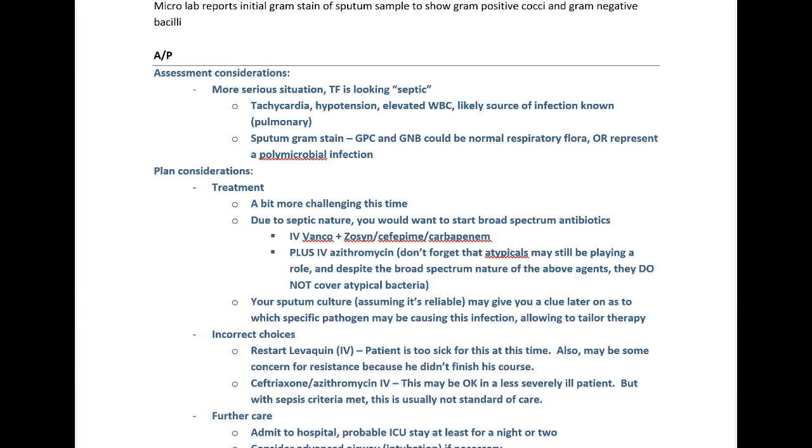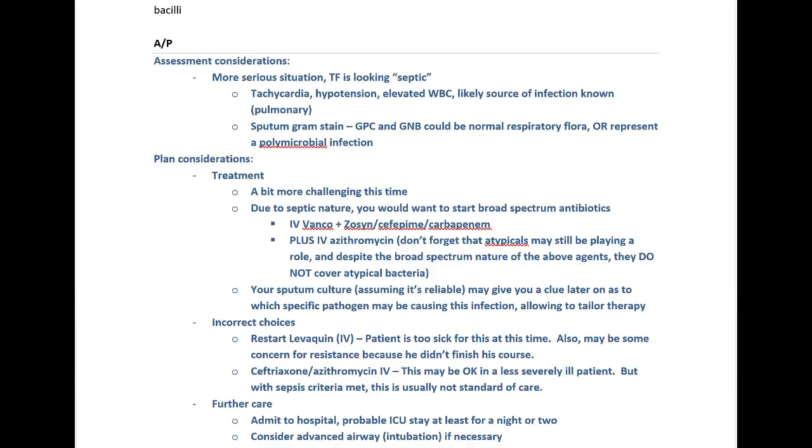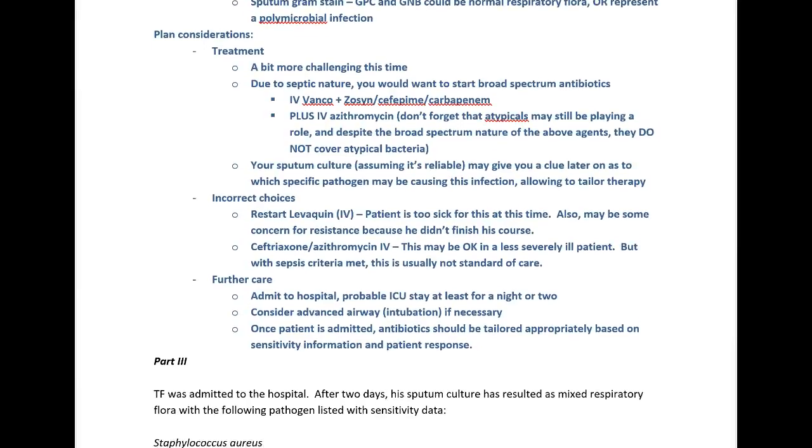So what we're looking for maybe would be something like Staph aureus or, I don't know, Pseudomonas, something we wouldn't expect to see as normal flora. Again, you got to take some of what you see with the sputum culture as a grain of salt. That's why they aren't done a lot in clinical practice, because you don't really get great results with them.